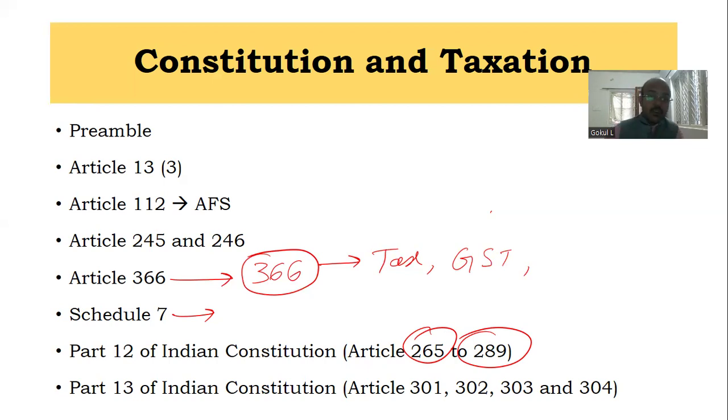Next, Articles 301 to 304, a very important set of articles which speak not directly about taxation, but this part is related to taxation. How? Because this part speaks about trade and commerce. So my dear friends, you have to understand that without trade and commerce you can't even imagine money, and without money you can't even imagine taxation, right? So trade and commerce is very important with respect to taxation, directly or indirectly. This part is very important for us. Part 13, so very easy to remember, Part 12 and Part 13 of the Indian Constitution.